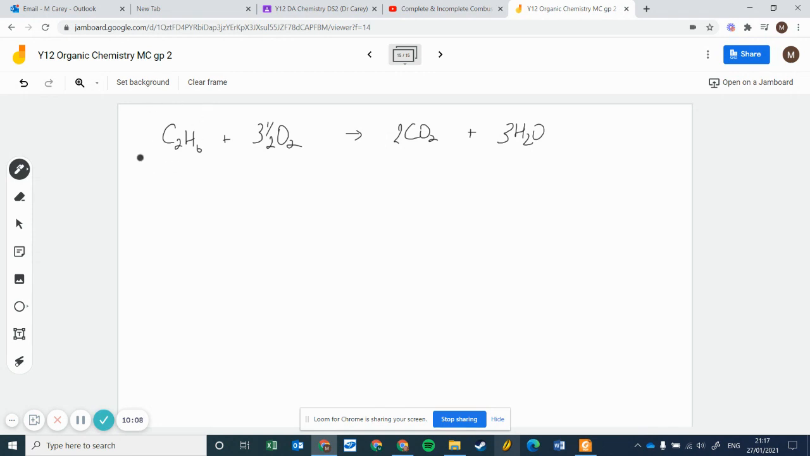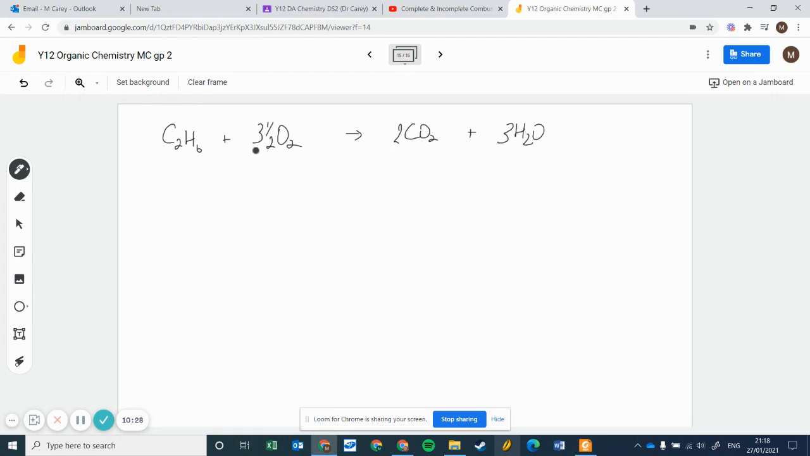So whatever number of ethane molecules you have, you need 3.5 times that number of oxygen molecules for it to completely react. And you'll get 2 carbon dioxide molecules for every one of these, and 3 water molecules for every one of those, right? So that was stuff we did last year, yonks ago, and we have to do it again very soon.